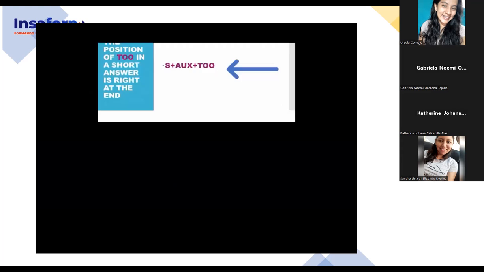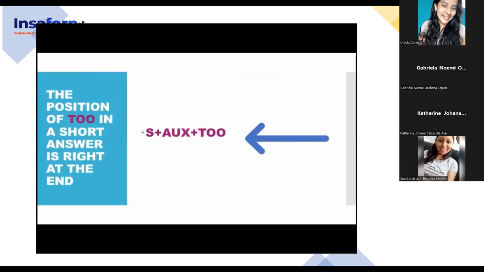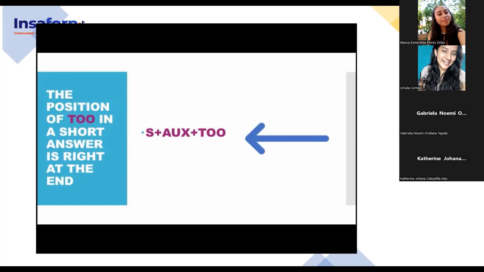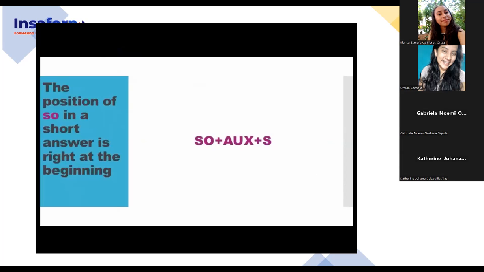The position of to is right at the end. Follow me. Subject, auxiliary, to. The position of so is right at the beginning. Follow me again. So, auxiliary, plus subject.